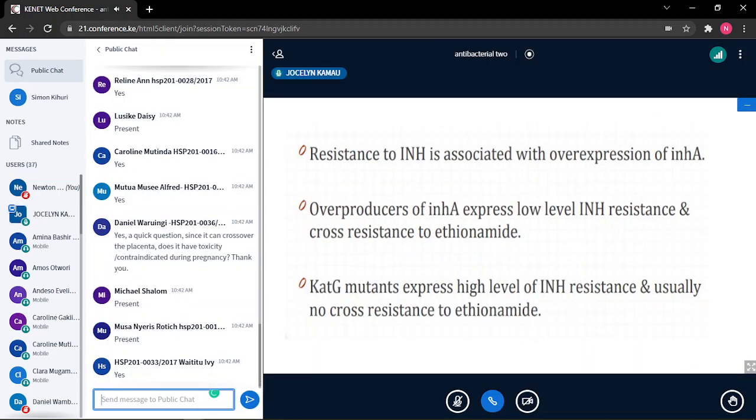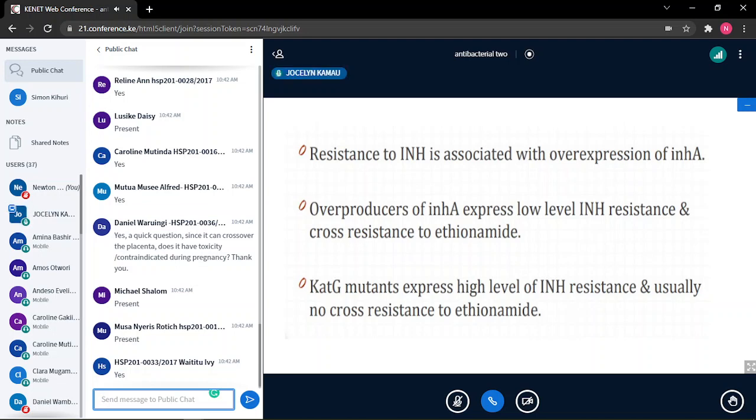Yes, I can see somebody who's saying yes, a quick one. Since it can cross over the placenta, does it have toxicity, contraindications during pregnancy? Yes, it will. But you see, sometimes it becomes a big problem because you have to save the mother. You have to save the mother and hope for the best. Hope for the best.